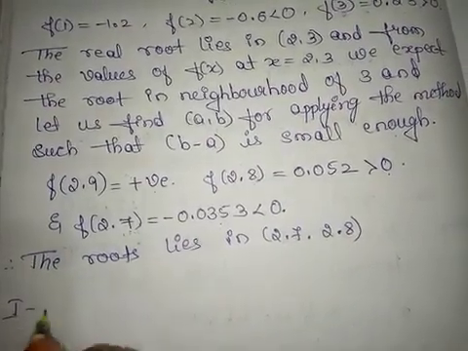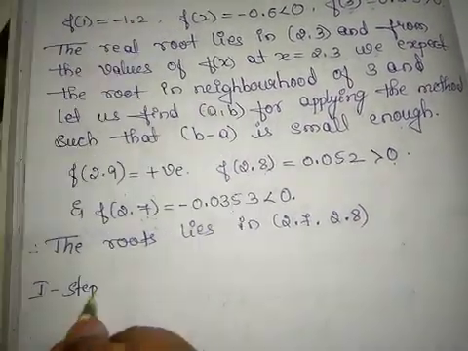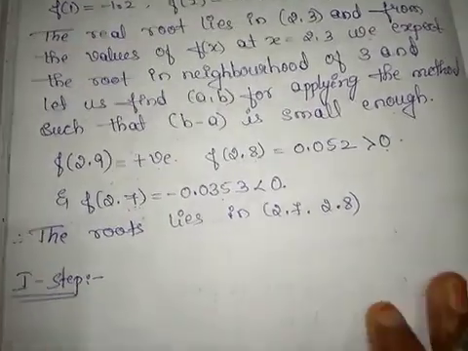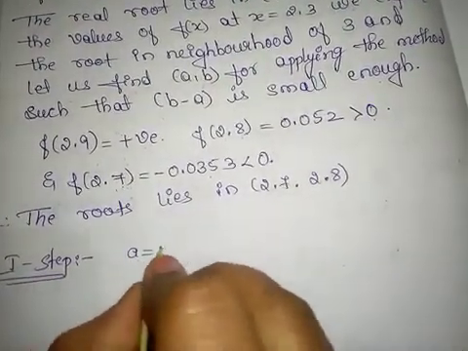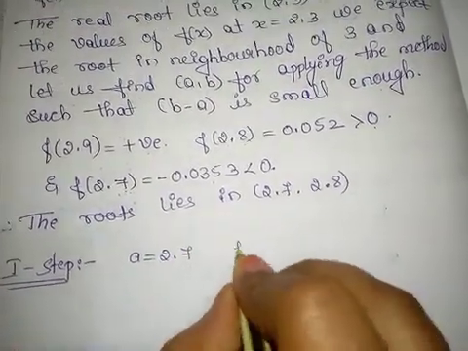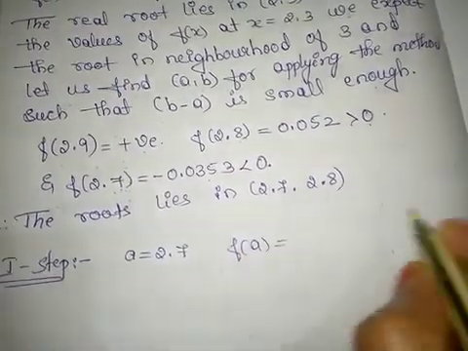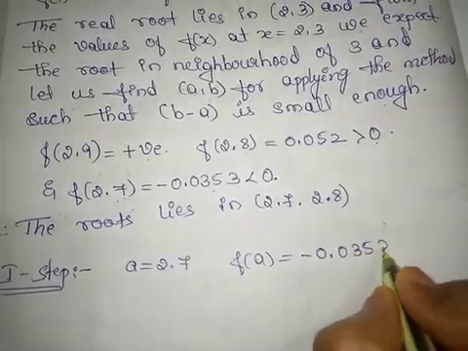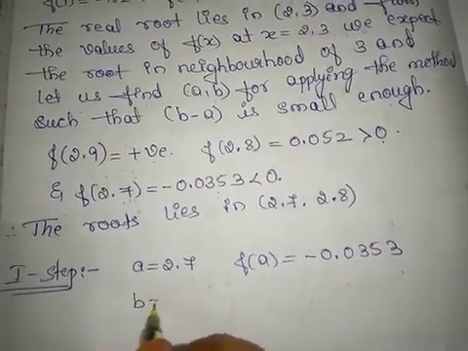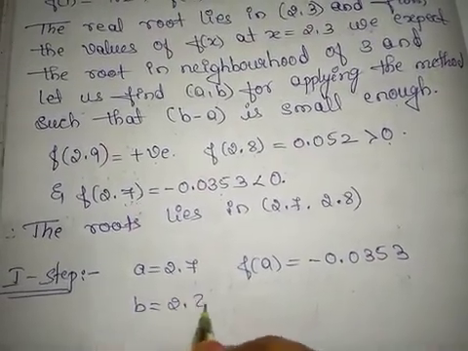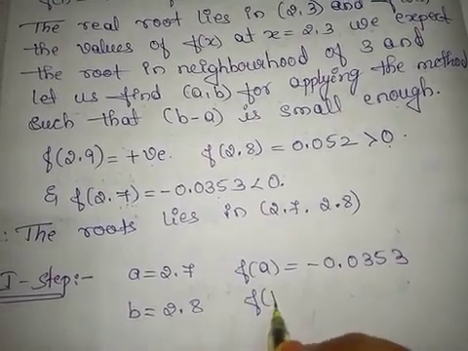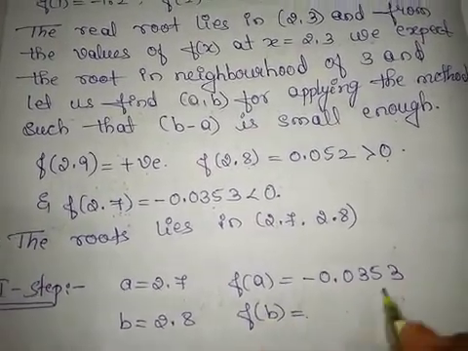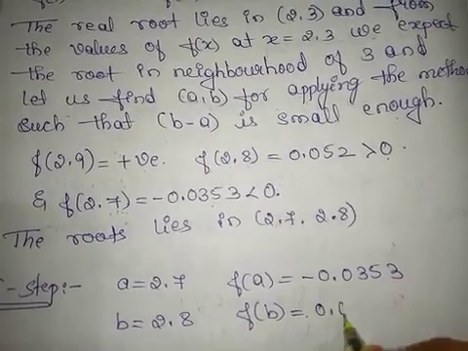In the first step or first iteration, you may take anything. First step, a is equal to 2.7. You must specify all these values before going to the formula, not directly substitute the values. f of b is equal to 0.052.